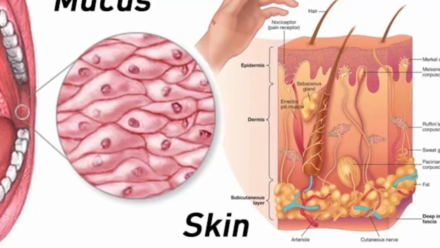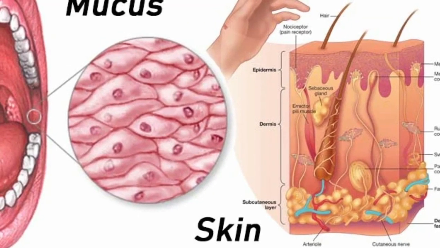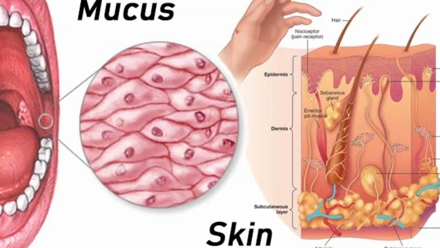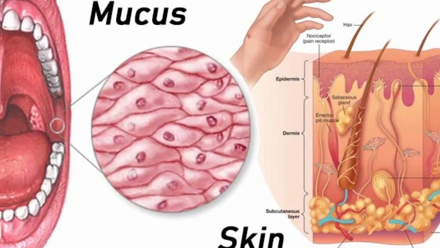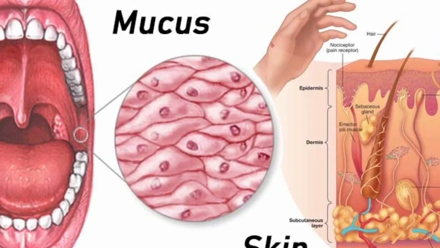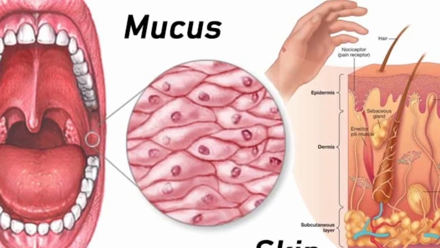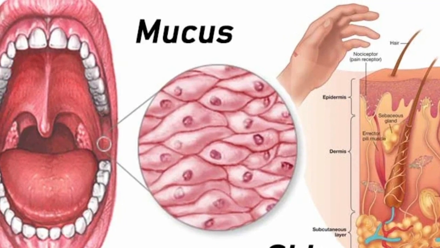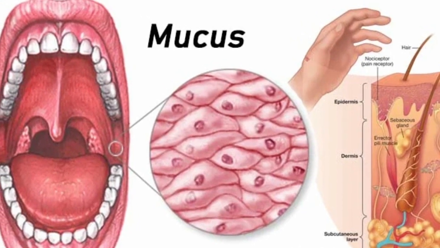The first is physical and includes the skin, which prevents pathogens from entering the body. In addition, it also includes the mucous membranes that line the respiratory, digestive, and urogenital tracts. These structures secrete mucus to trap and expel pathogens.